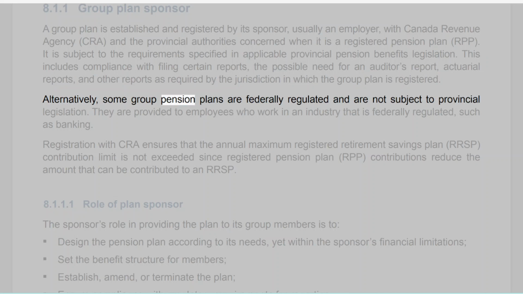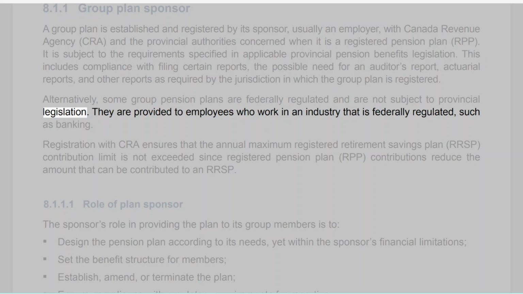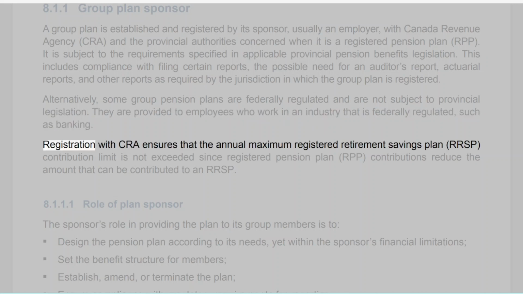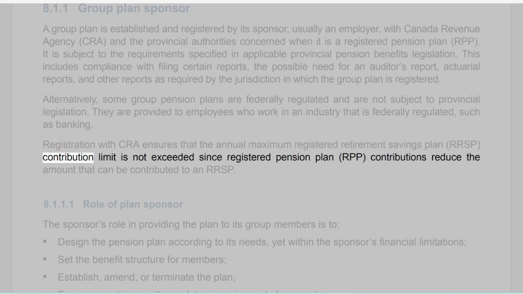Alternatively, some group pension plans are federally regulated and are not subject to provincial legislation. They are provided to employees who work in an industry that is federally regulated, such as banking. Registration with CRA ensures that the annual maximum registered retirement savings plan (RRSP) contribution limit is not exceeded, since registered pension plan (RPP) contributions reduce the amount that can be contributed to an RRSP.